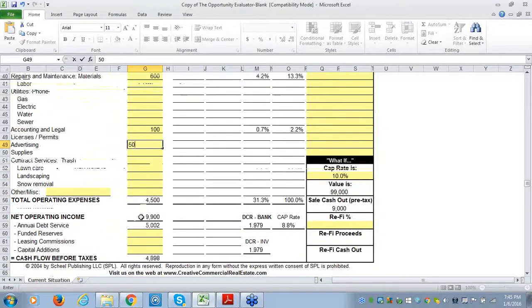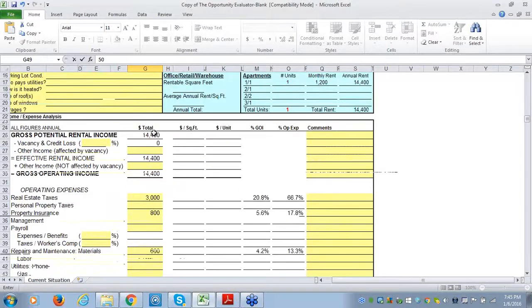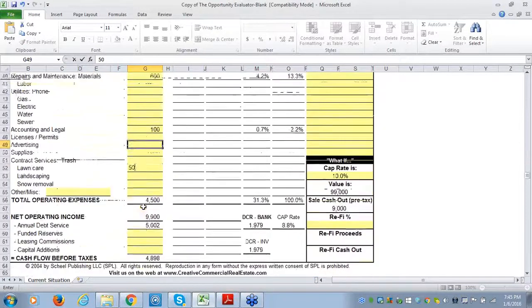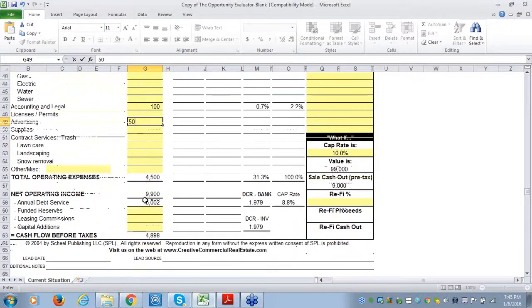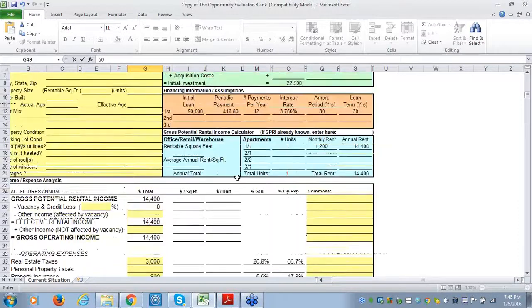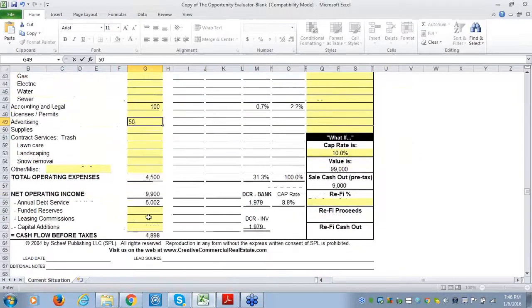And now your net operating income is $9,900 because you take your gross receipts, $14,400, minus all your expenses of $4,500, which leaves you a net operating income of $9,900. And if you now subtract your debt service of $5,002, okay, that's this $416.80 multiplied by 12, gives you $5,002. And now you're left with a cash return of $4,898, almost $5,000.